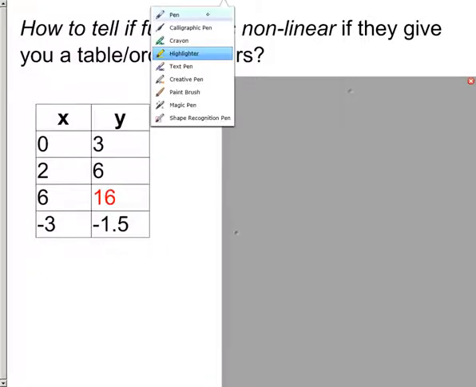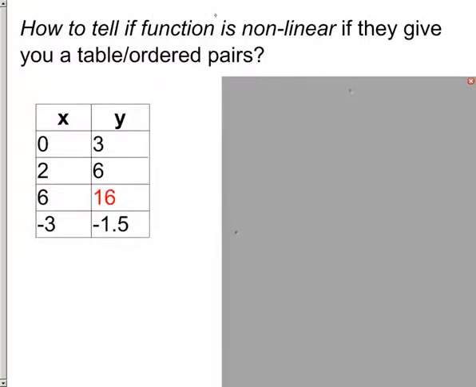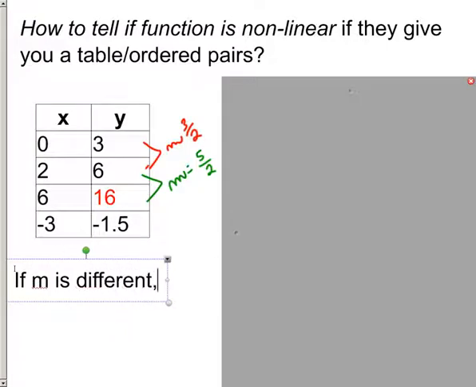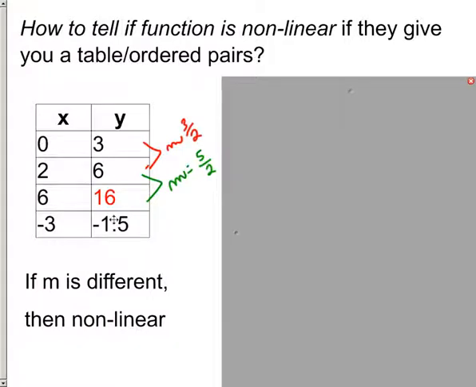Well, you don't know whether it's linear or nonlinear at the beginning, so you basically have to run this test of checking to see if the slope is the same. The slope here would be 3 over 2. And then I take 2, 6 and 6, 16, these 2 points, I run it through and I find out that my slope is different. It's 5 over 2. Well, that's no good. If the slopes are different, if m is different, then it's nonlinear. It means that you could not put all 4 of these points on a straight line.